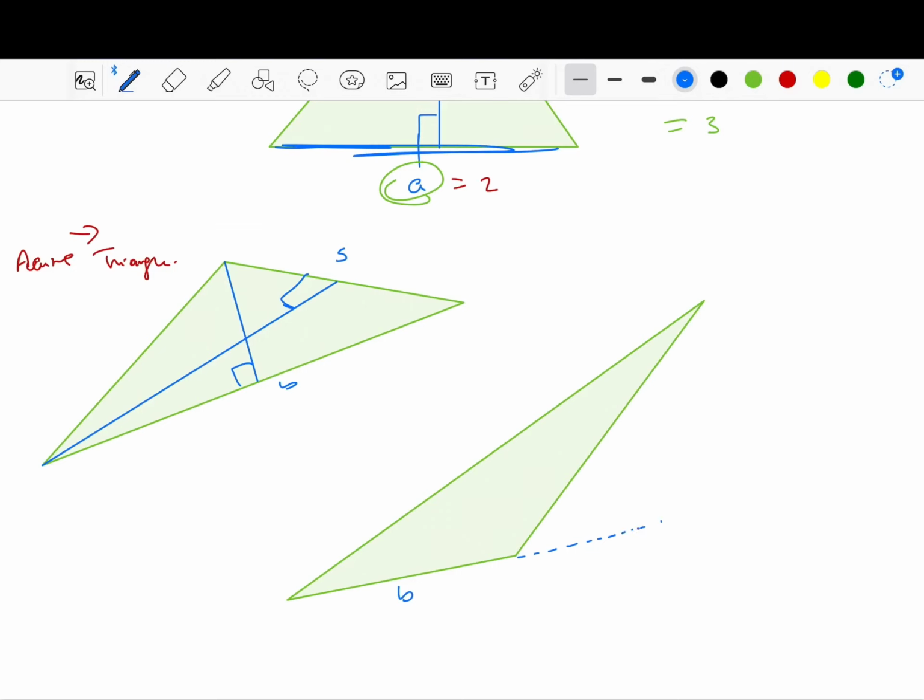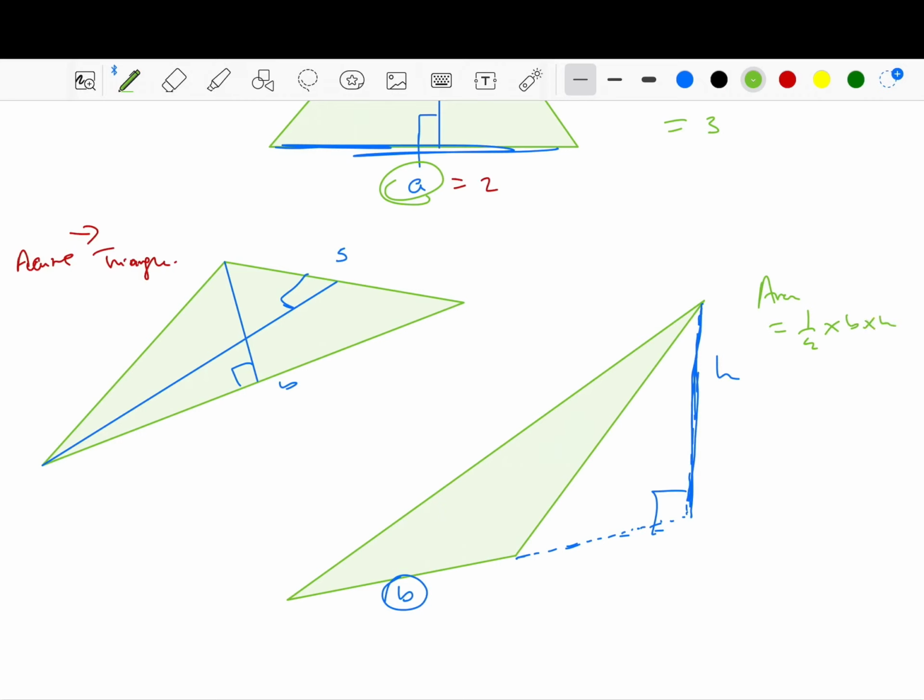But it is, if you can extend it like this. If you want to stick to this being my base, then you need to extend it and have a line, this line here, which is now perpendicular to an extended line of B. Then this will be your height. Therefore, the area of this will be half times base, which is B, times height.